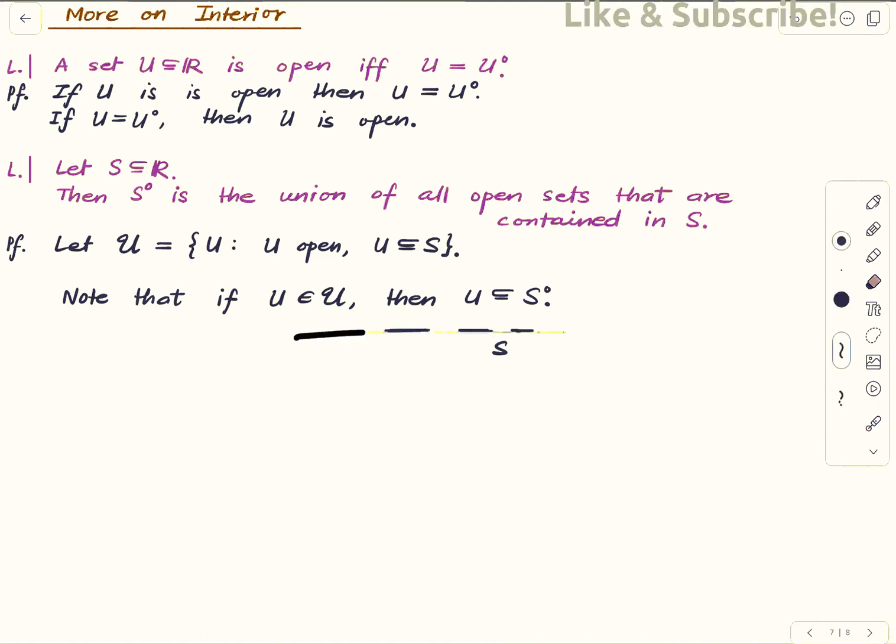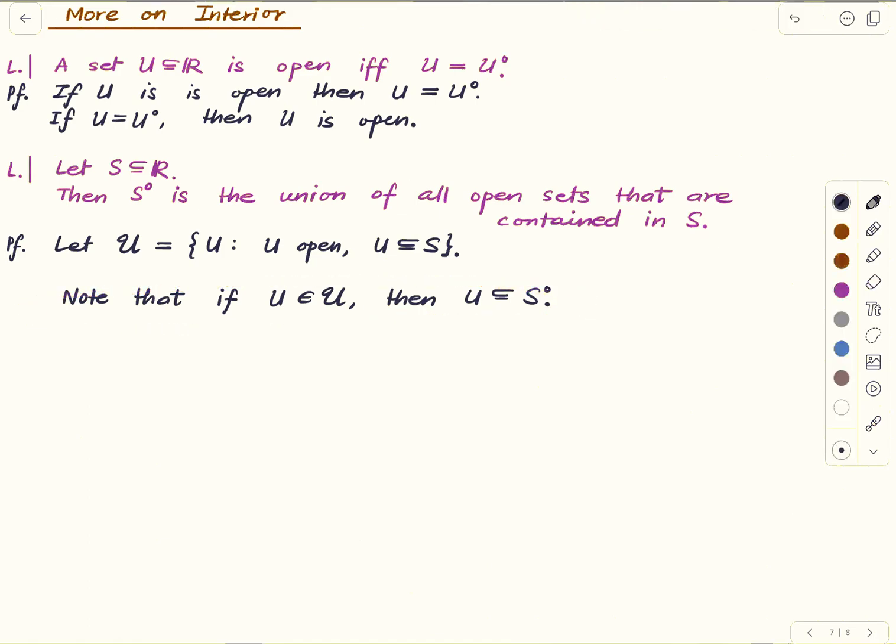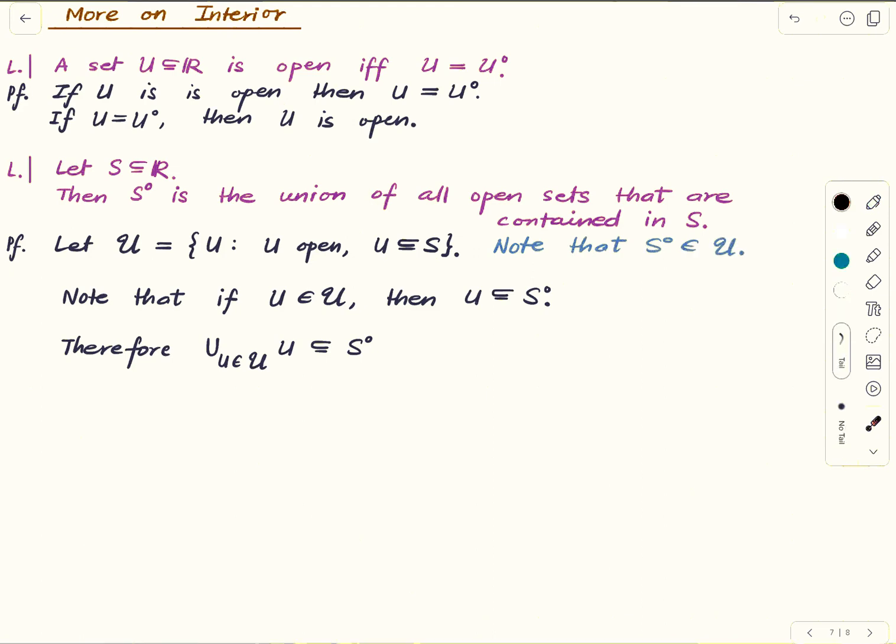Okay, so please be very sure you follow this. And therefore, one thing is clear, that this implies the union of all the things in script U is contained in the interior of S. All right? Fine, but here I could have just noted that S interior is a member of script U. S interior is an open set contained in S.